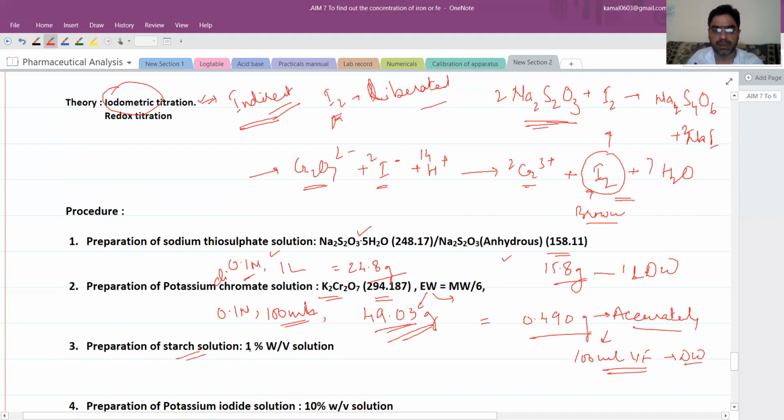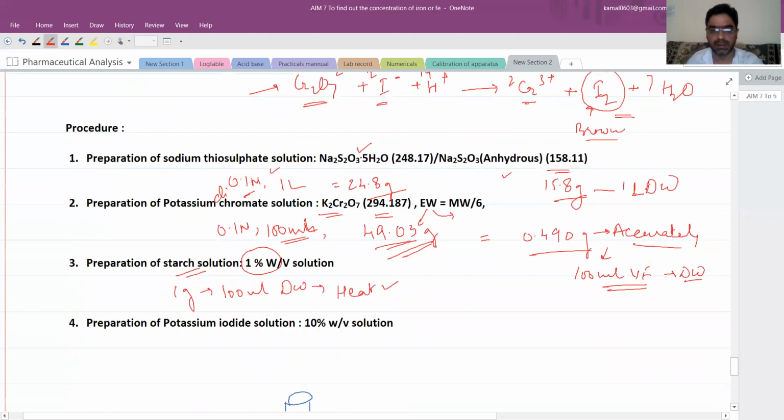Then a 1% starch solution has to be prepared. So 1 gram of starch is dissolved in 100 ml of distilled water, but it has to be dissolved with the help of heat. It has to be taken into consideration, otherwise gelatinization will not take place. That is responsible for the color; otherwise, we won't get the color.